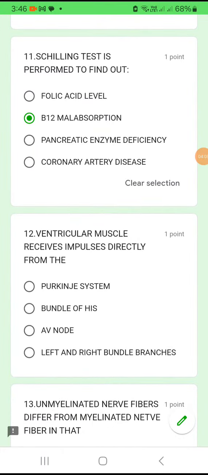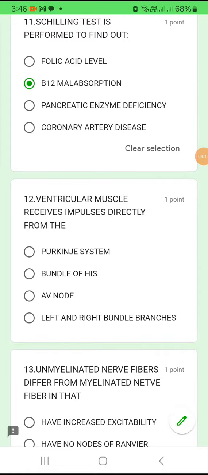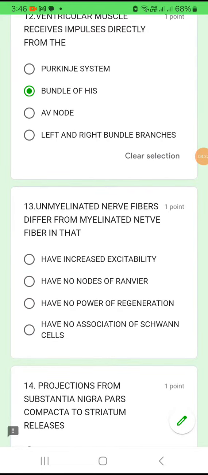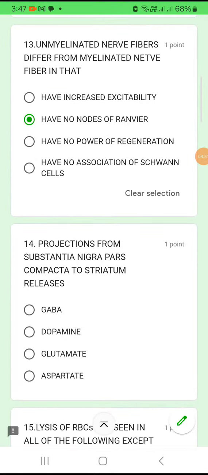Question number 12. Ventricular muscle receives impulses directly from the Purkinje system, bundle of His, AV node, or left and right bundle branches. Ventricular muscles receive impulses mainly from which area? Question number 13. Unmyelinated nerve fibers differ from myelinated nerve fibers in that they have increased excitability, no nodes of Ranvier, no power of regeneration, or no association of Schwann cells. Unmyelinated nerve fibers will not have nodes of Ranvier, option B.